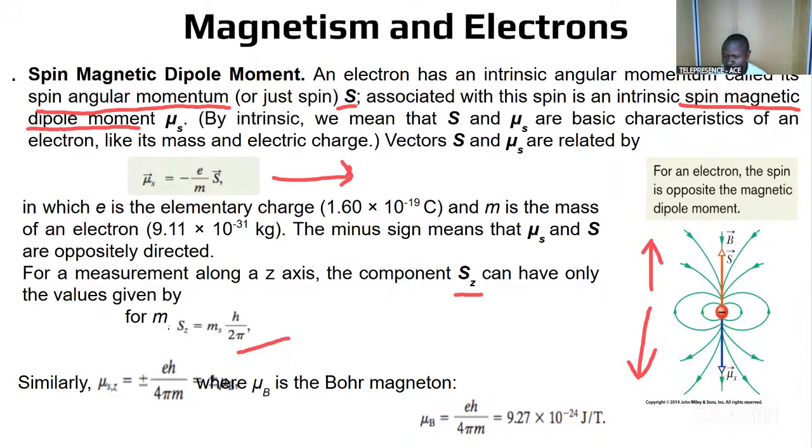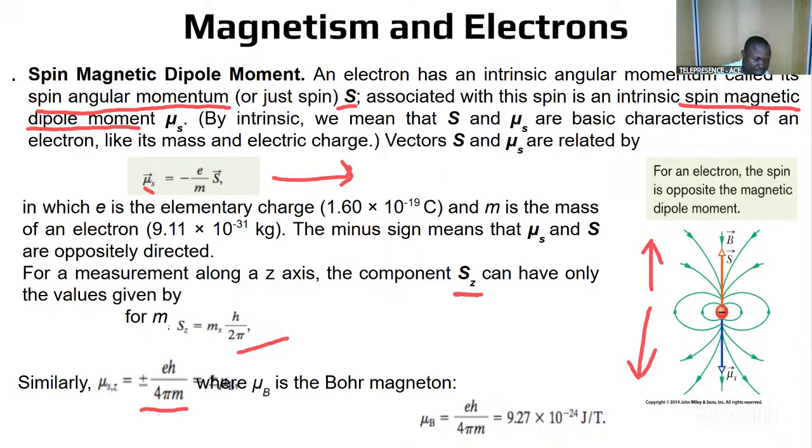Sz is equal to ms h over 2 pi. That is the value of the spin angular momentum along the Z axis. So similarly, the spin, this one, will now be, when you combine this and this together, the spin angular momentum along the Z axis. So just multiply this with this. So we have something like this.